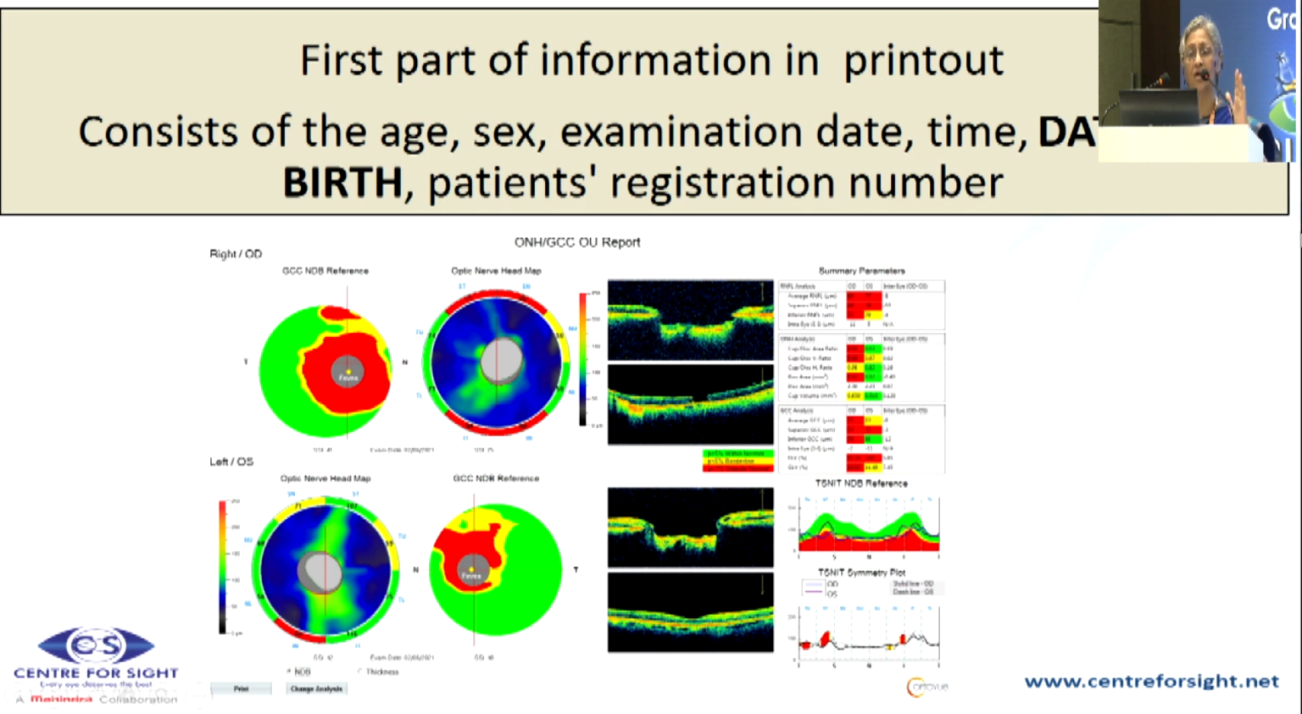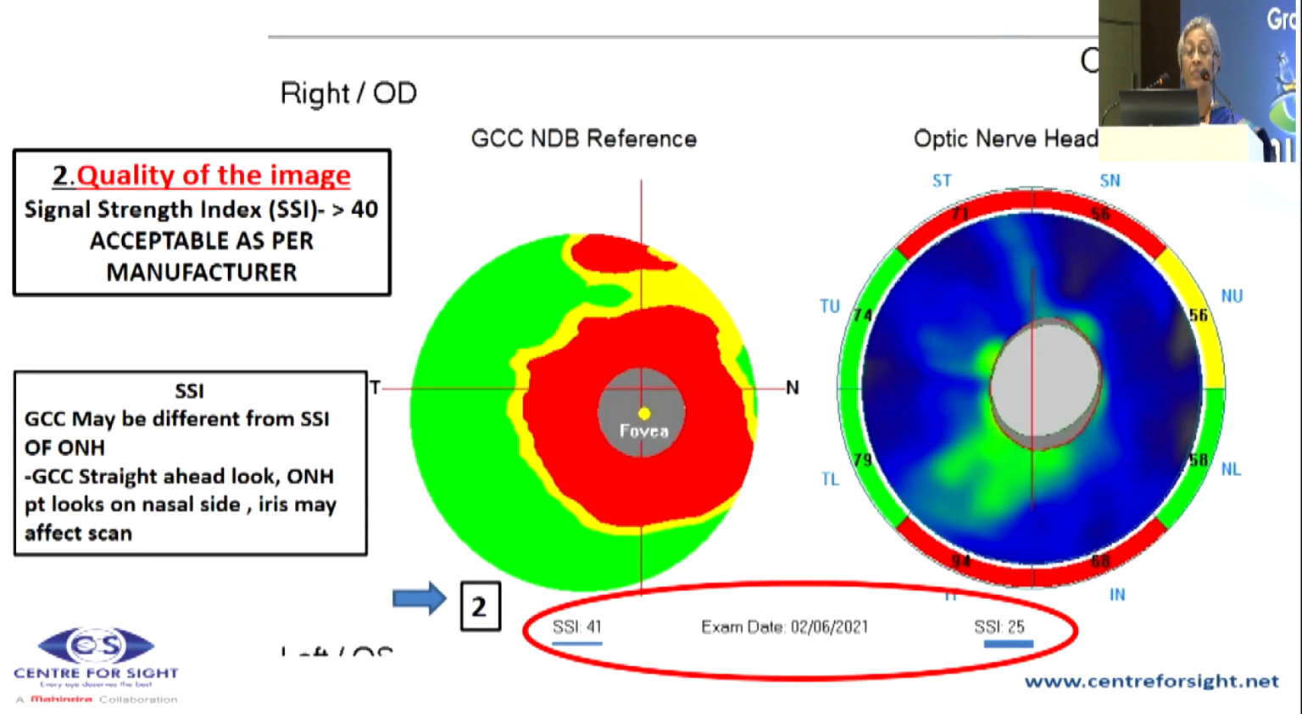So the first part of the information in the printout is age. Very, very important, because it is comparative. Explain to the patient, you must give your age, because it is being correlated with the normative data. Examination age, date of birth, as I've said already, and patient's registration number. Now, the first important thing is quality of scan.